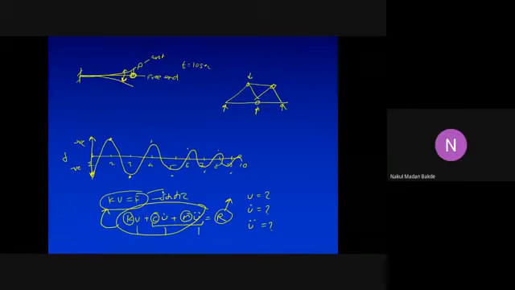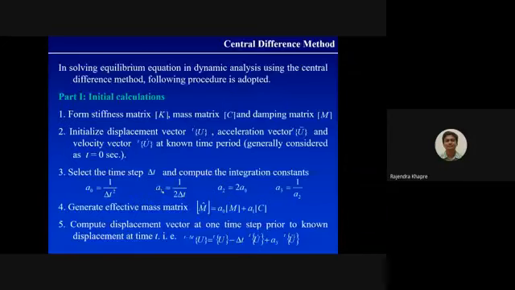Yes, sir. Okay. So in the central difference method or any other method which we are going to see in this particular topic, there are 2 parts of the analysis. The very first part is the initial calculations. Initial calculations have to be done only once, before solving the problem. In the initial calculation, the very first step is you should know what is the stiffness matrix, what is the damping matrix.